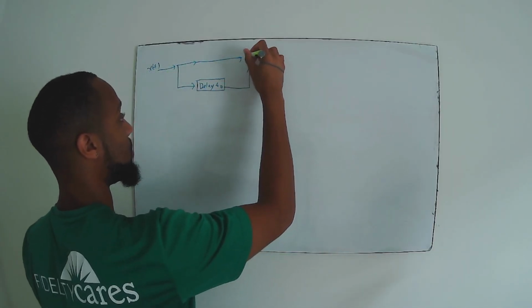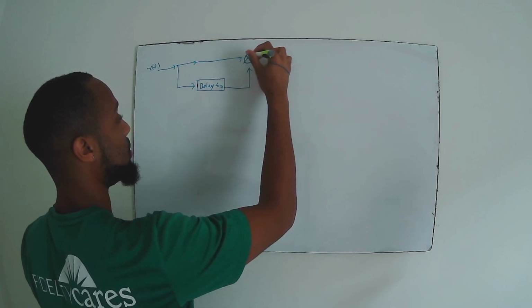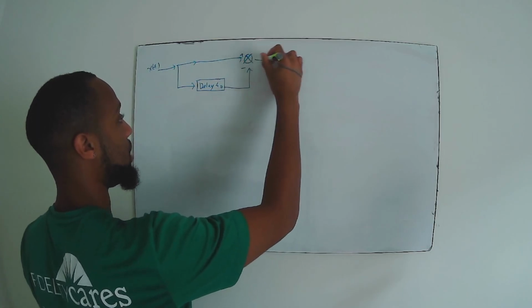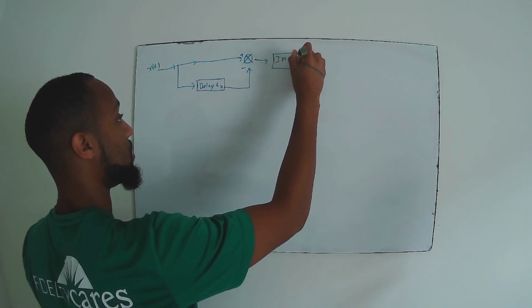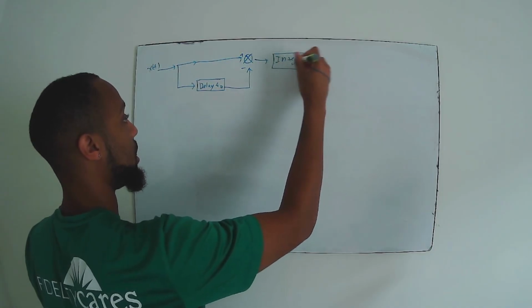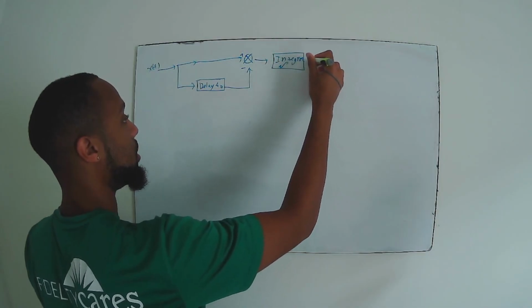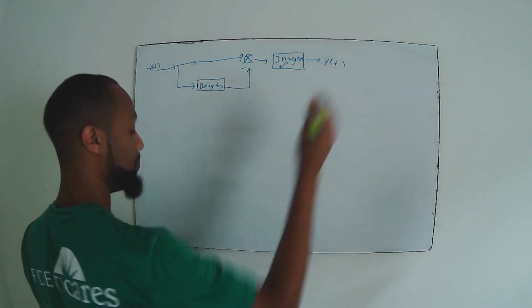It goes into what's called a summer. Then you have a plus and a minus. Then it goes into an integrator. You all get the idea. And then it goes out into y of t.